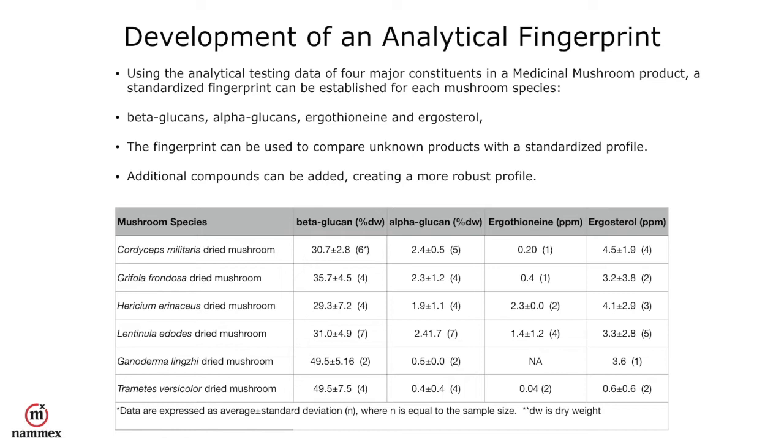So using our analytical testing methods, we have developed a fingerprint for all of the different medicinal mushroom products that we sell: beta-glucans, alpha-glucans, ergothioneine, and ergosterol. The beauty of using these 4 different compounds is that you can test any kind of unknown product against a standardized profile and then ultimately additional compounds can be added, creating a more robust profile. And in this case, we're going to be adding triterpenoids for chaga.